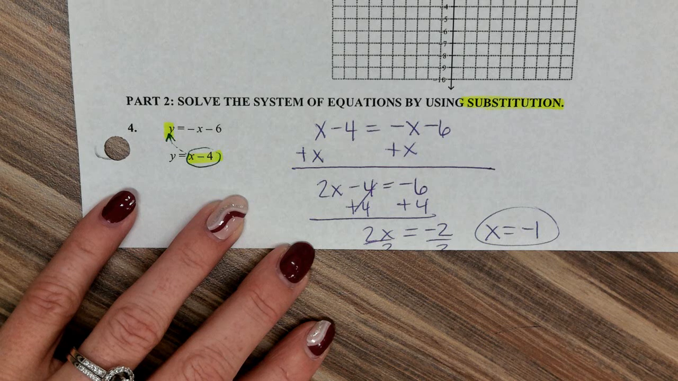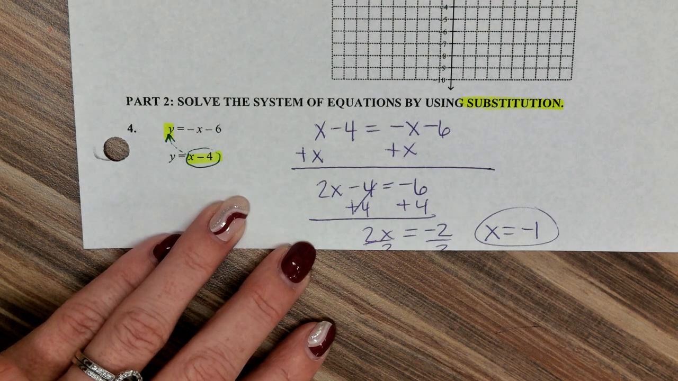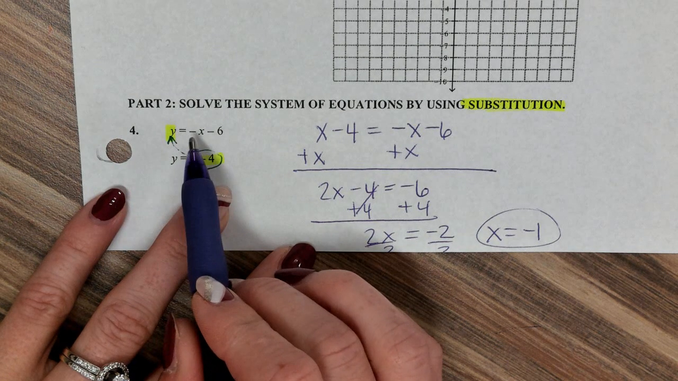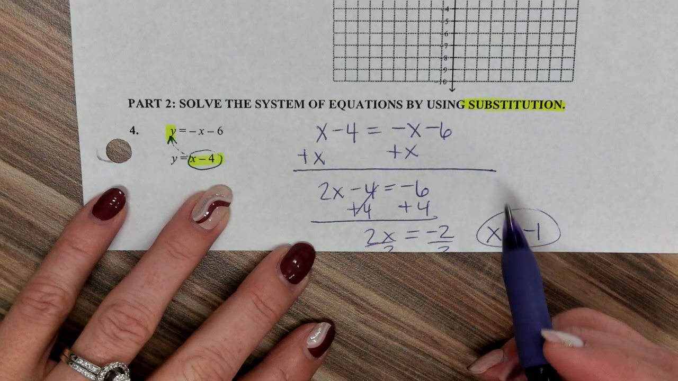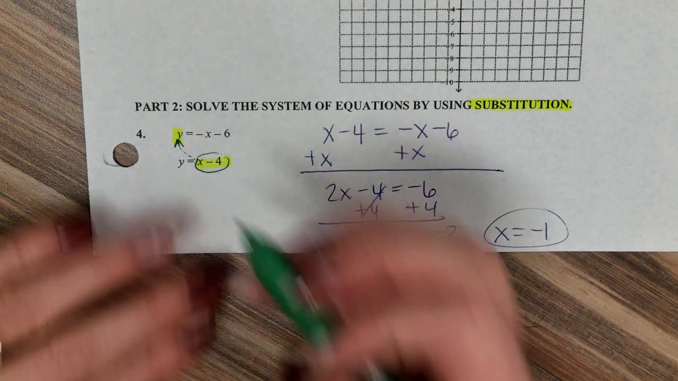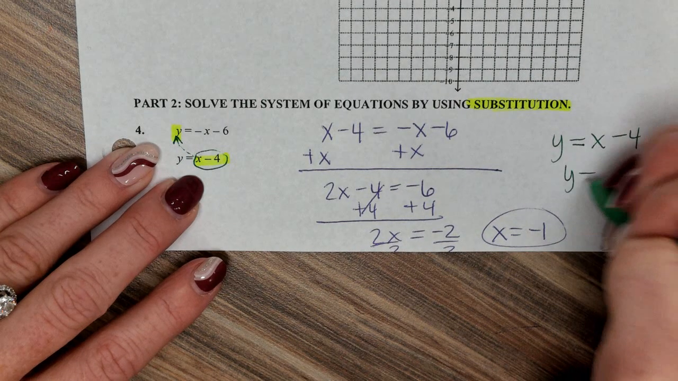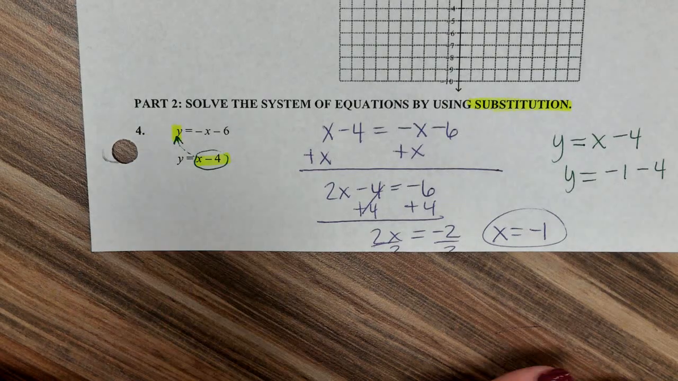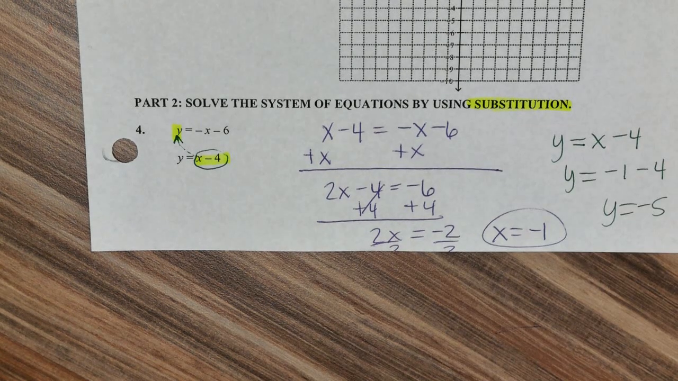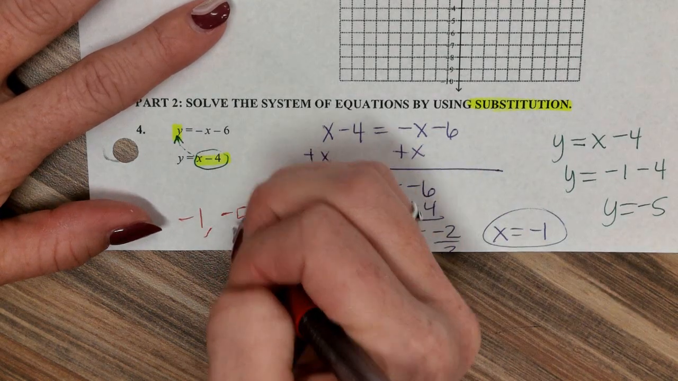Now I want to solve for y. Which equation do y'all think would be better for me to use? Right. Why might I want to avoid this one? Because the x is negative and then this is negative, so I'm going to deal with a double negative, and I just don't want to make a mistake. So I'm going to use this one. So y is equal to x minus 4. So y is equal to negative 1 minus 4. And negative 1 minus 4 is negative 5. So my coordinate is negative 1, comma, negative 5.